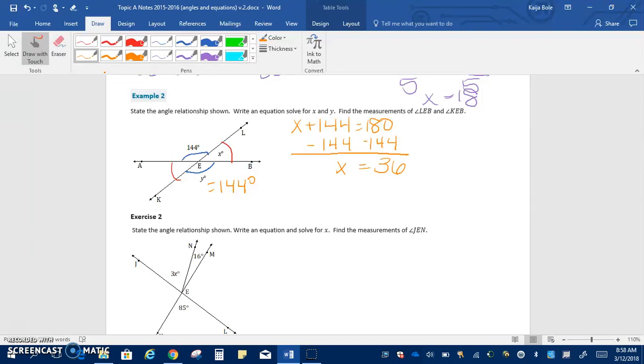So to get our measure of angle LEB, that would be 36 degrees. And then angle KEB would be 144 degrees. Okay, so those are our answers.